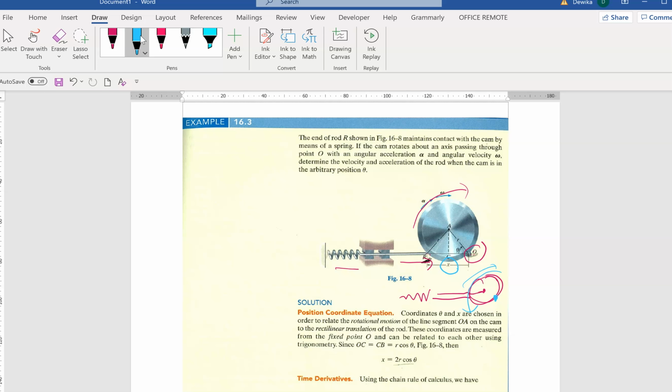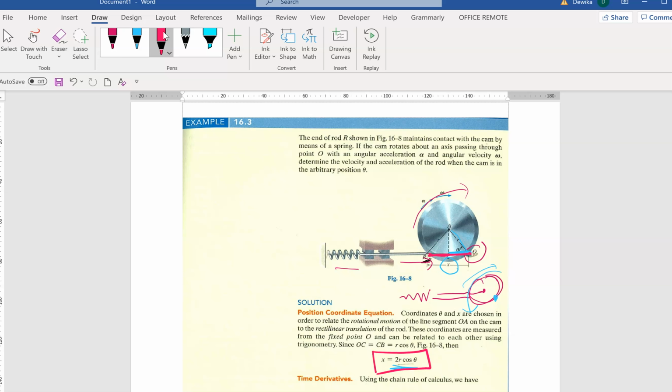So what is the x value? It is 2r cos theta. When you drop this, r cos theta is the distance from here to here, and the distance from here to here. So we have 2r cos theta because it is twice, here and here. So 2r cos theta is your x.